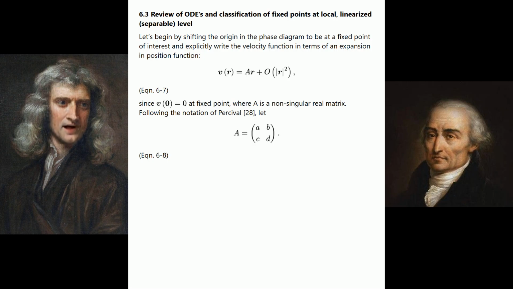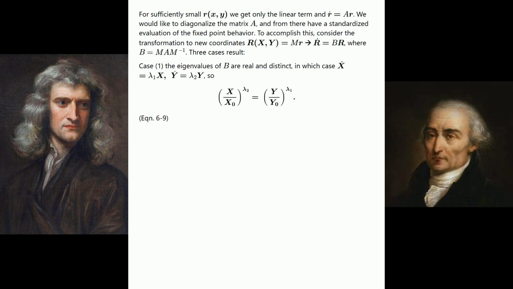See equation 6-8. For sufficiently small R(X, Y), we get only the linear term in R, Ṙ equals A R. We would like to diagonalize the matrix A, and from there have a standardized evaluation of the fixed point behavior. To accomplish this, consider the transformation to new coordinates R(X, Y) equals M R, Ṙ equals B R, where B equals M A M to the negative 1 power.